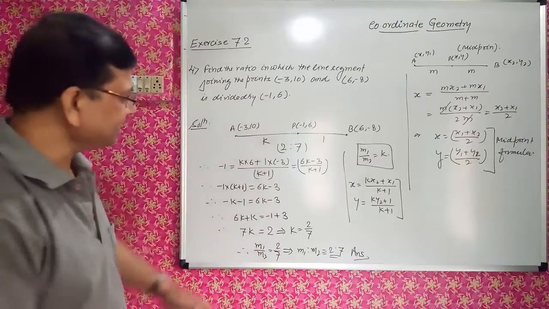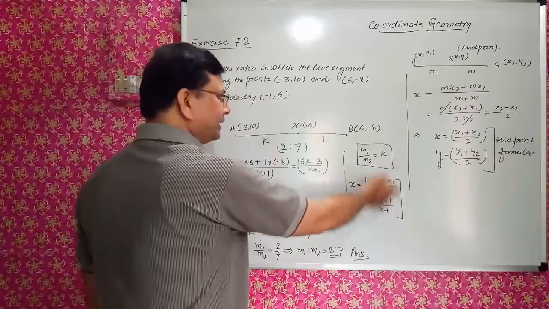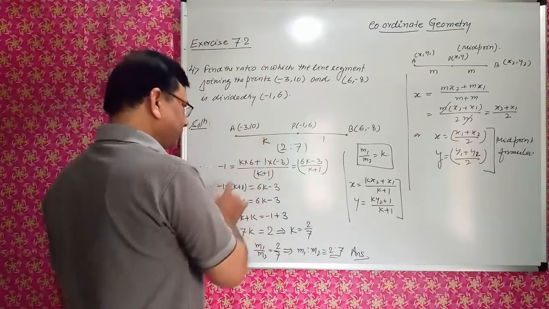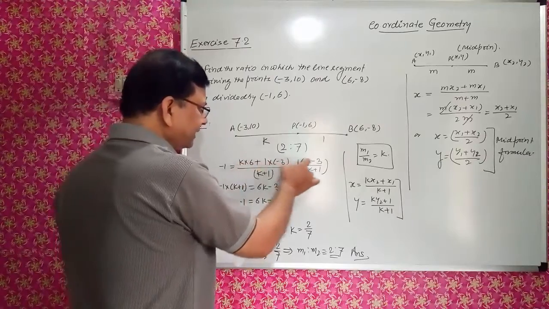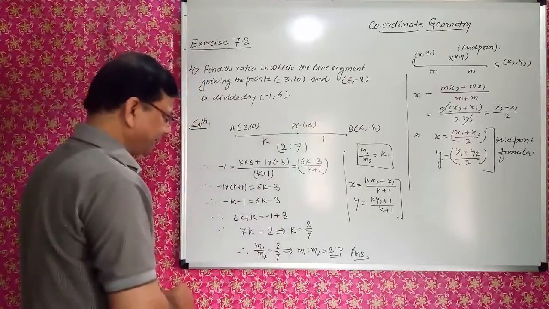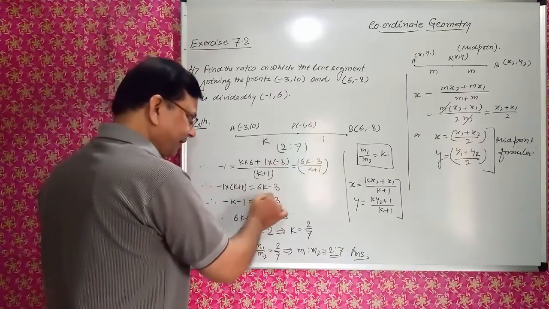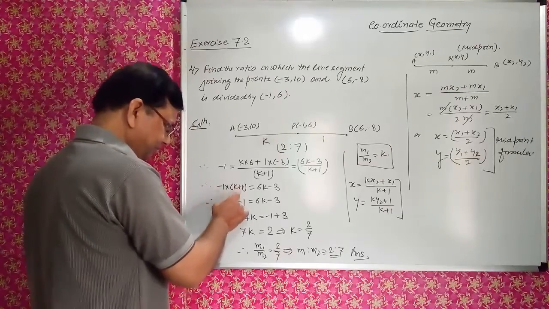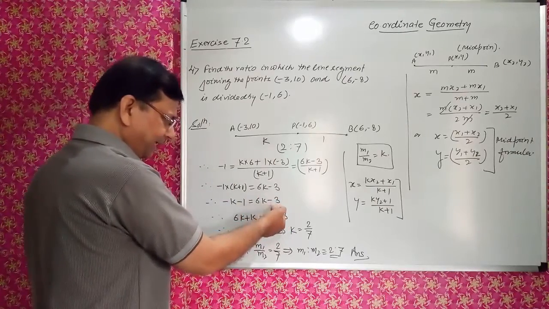I'll just explain once again, because it is somewhat different and you must know. M1 by M2 is equal to K, then we get this formula. So K into 6, 1 into minus 3, upon K plus 1. It is equal to minus 1. The x coordinate I have taken. By cross multiplication, minus 1 is multiplied by K plus 1 is equal to 6K minus 3. Again I open the bracket, that is minus 1 is multiplied to minus K minus 1 is equal to 6K minus 3. This minus K will be taken on this side.